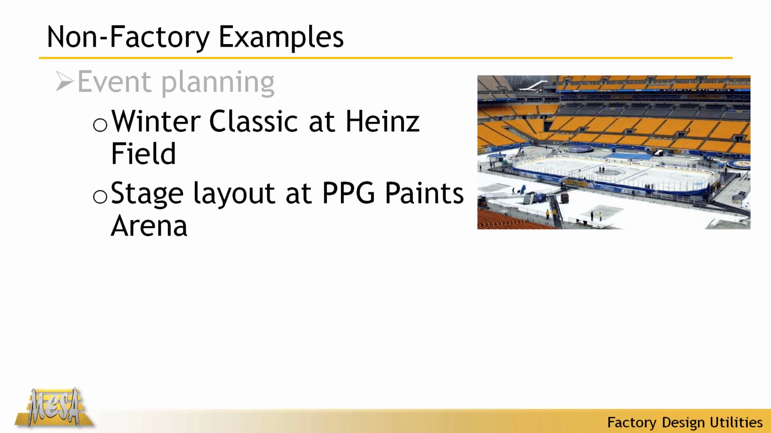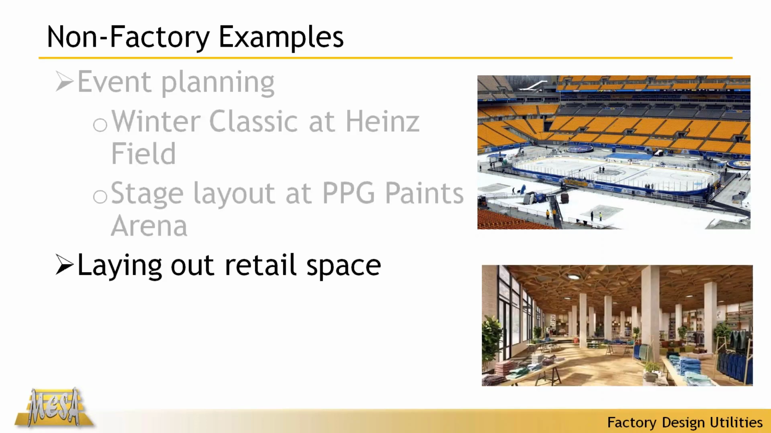So this type of layout, and maybe that even changes depending upon who's coming to town. PPG Paints Arena has Disney on Ice and those types of things coming as well. So each one of those requires a different layout, and factory design utilities is actually a way to figure out some of that stuff.